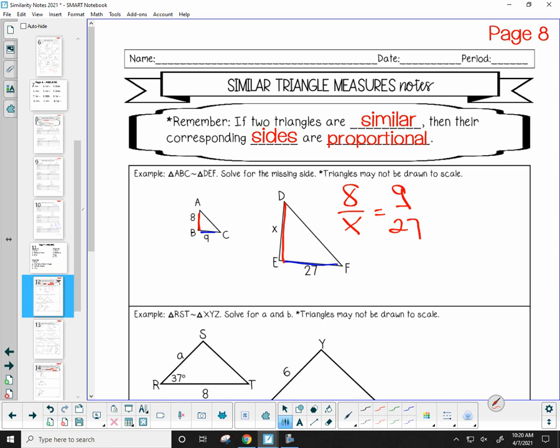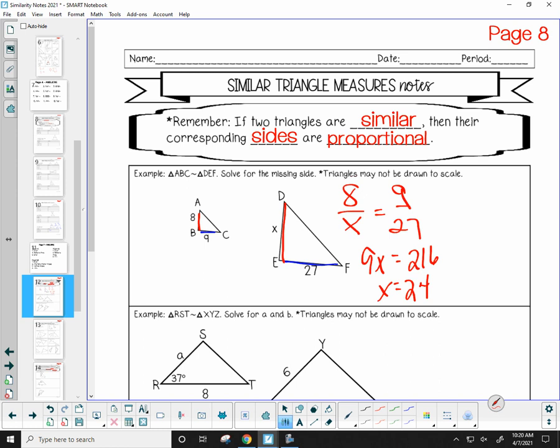Some people like to look for what ratio they're in, like a scale factor, and do that scale factor. Again, if you want to do it that way and you're consistently correct, go for it. But I will always set up a proportion. So I can cross multiply then, and I'd have 9x equals 216. Divide both sides by 9, and I would have 24. Okay, so we're just comparing the proportional sides and setting up our proportions, okay?